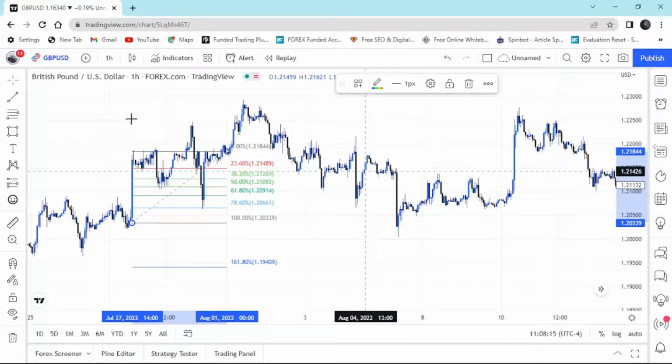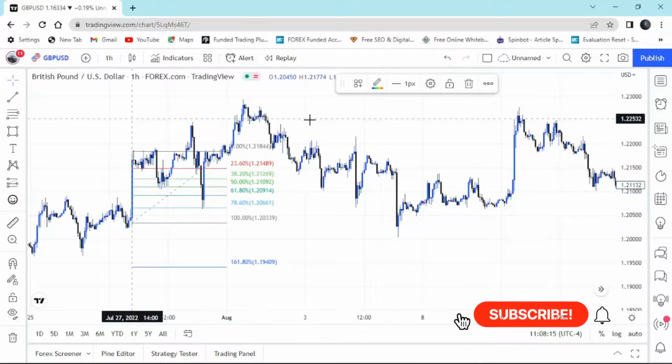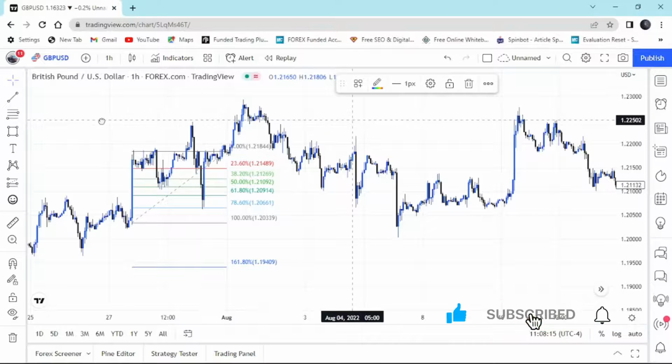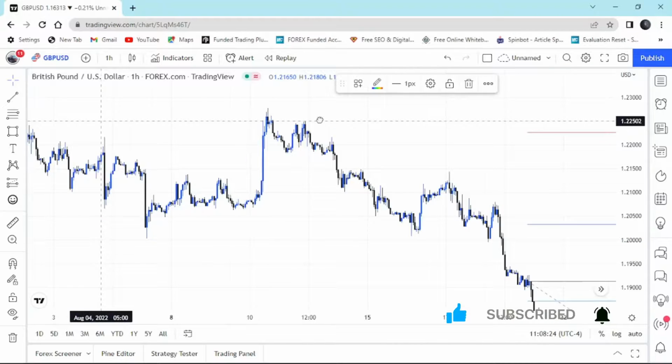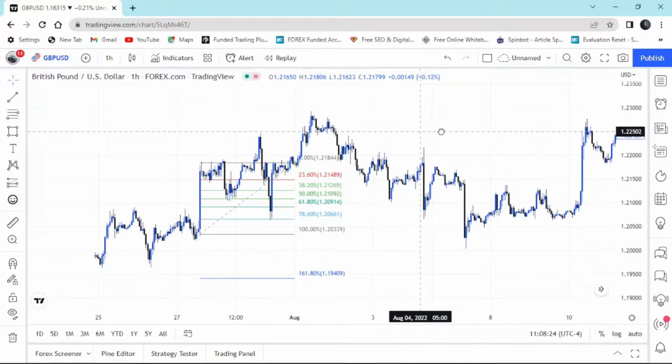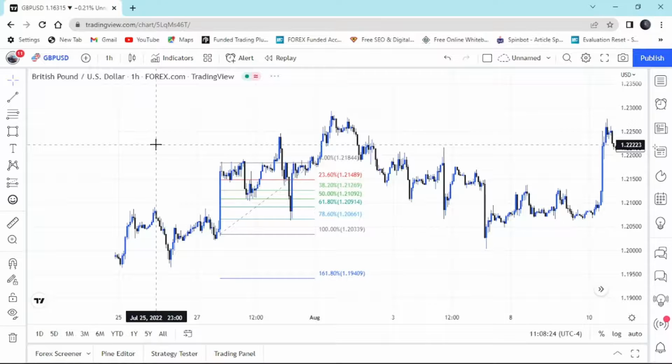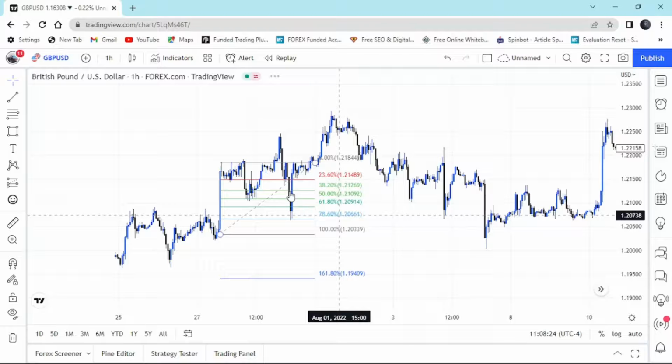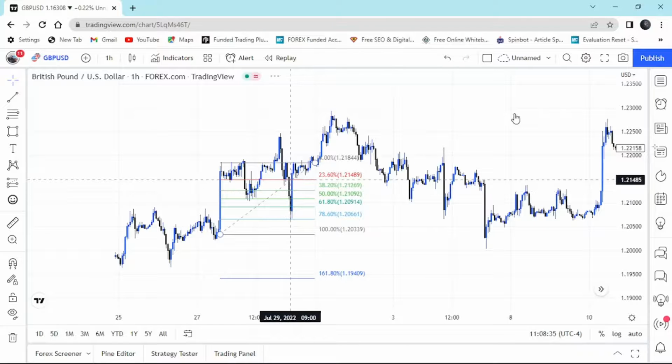I'll be bringing in more videos on how I do my analysis structures. I don't use technical indicators. As you can see, my chart is plain. I'll bring in more videos explaining how I look at the market from a structural point of view. That's how to use the Fibonacci retracement tool.